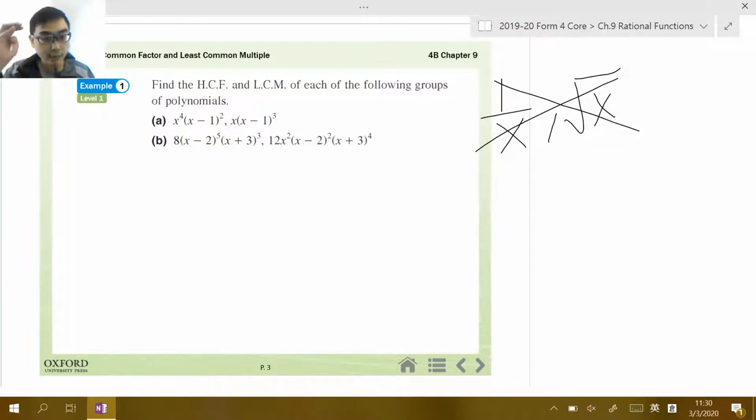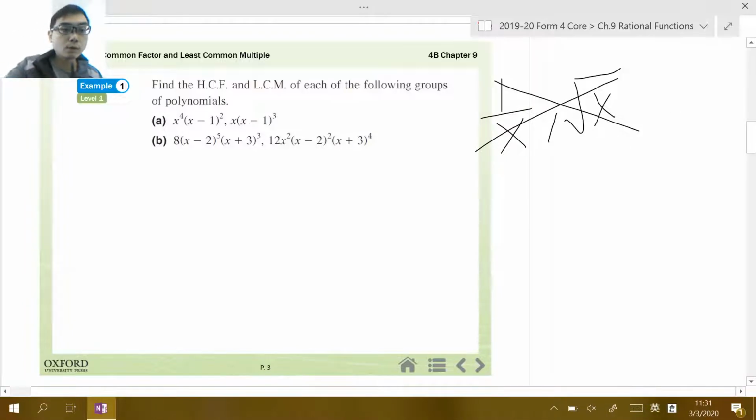For example, for the first one, you have x to the power 4, bracket x minus 1 squared, and then x multiplied by x minus 1 cubed. In order to find HCF and LCM, we have to remember what we learned before. We learned these by finding the numbers. Before you find them, you have to factorize by writing in prime factors. For polynomials, we are doing a similar thing.